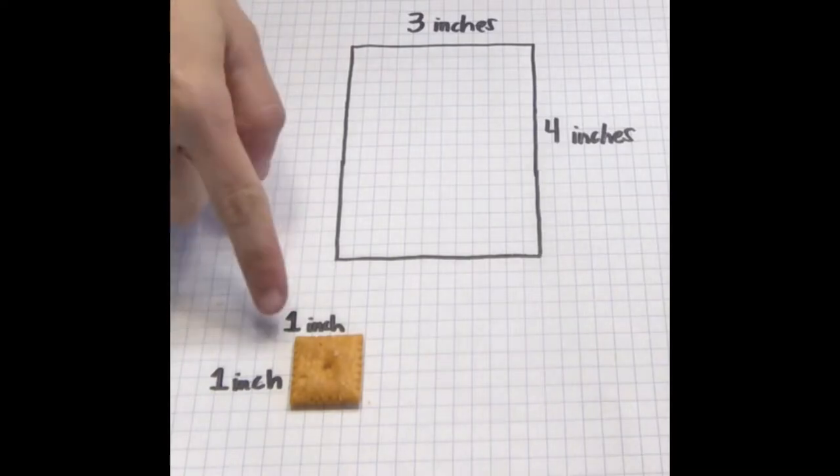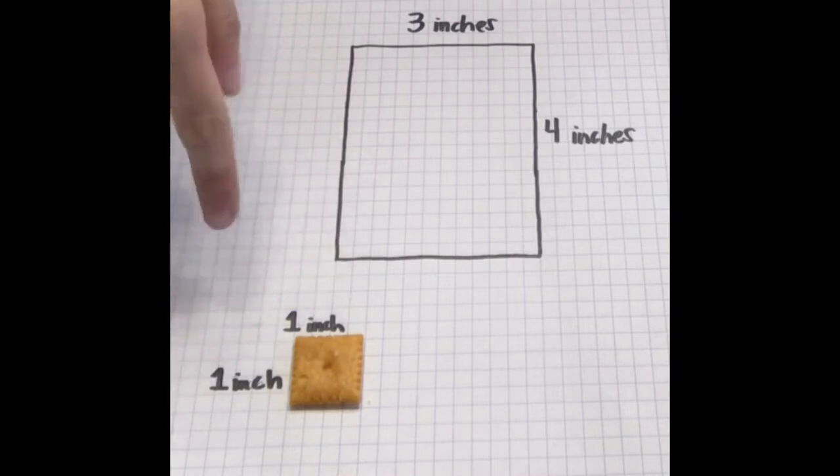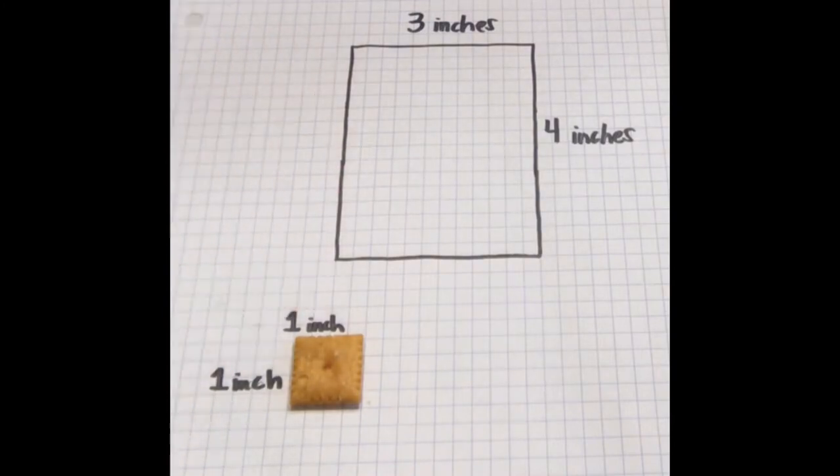So if I look at this Cheez-It here, it's 1 inch by 1 inch. So that's why it's called a square inch, because it's a square and it's 1 inch by 1 inch. So that's going to be our unit.